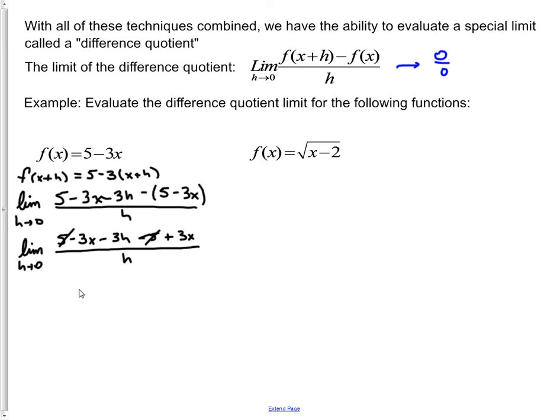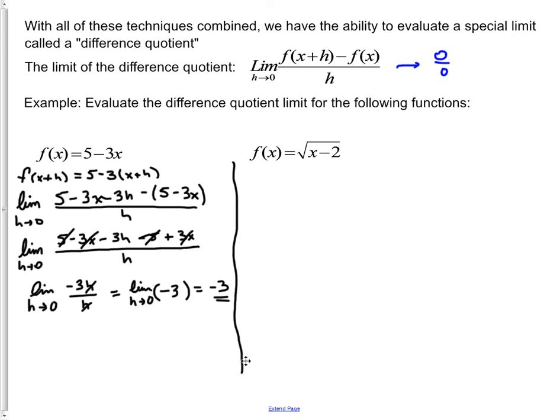5 minus 5 as a like term goes away. Negative 3x plus 3x goes away as a like term, and we're left taking the limit as h approaches 0 of negative 3h divided by h. Well, that's a common factor in the numerator and denominator, and this now becomes one of our basic rule limits, which is the limit as h approaches 0 of negative 3. Well, the constant, negative 3, will have the same limit regardless of what h does, so our limiting value is negative 3.